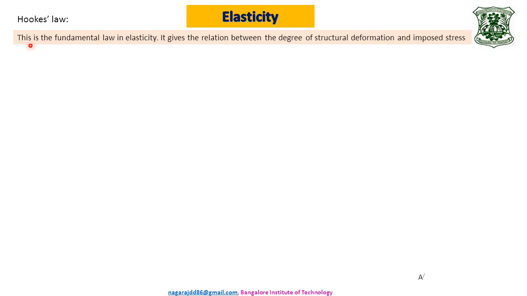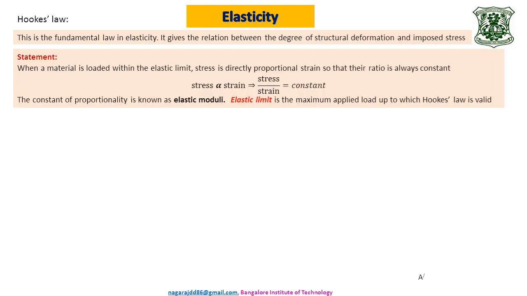As you all know, Hooke's law is the fundamental law in elasticity. It gives a relation between the degree of structural deformation and imposed stress. The statement goes like this: within the elastic limit, stress is directly proportional to strain, so that their ratio is always constant. That means stress divided by strain is a constant, and this constant is known as elastic moduli. There are three types of elastic moduli, which I will discuss later on. Elastic limit is the maximum applied load up to which Hooke's law is valid.